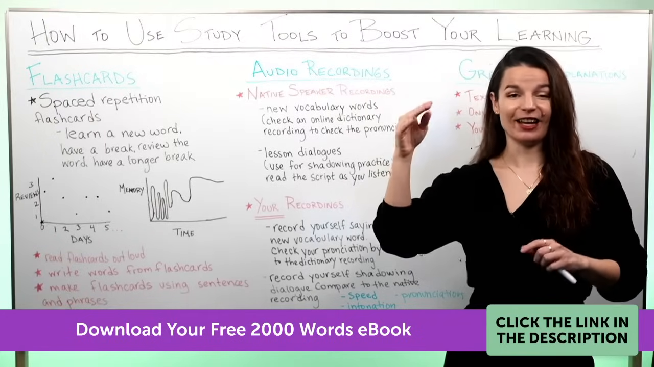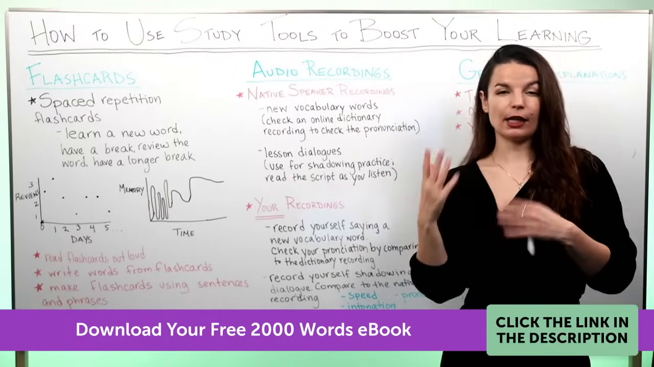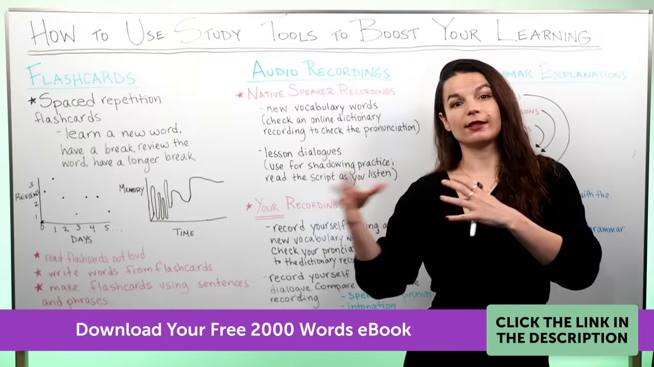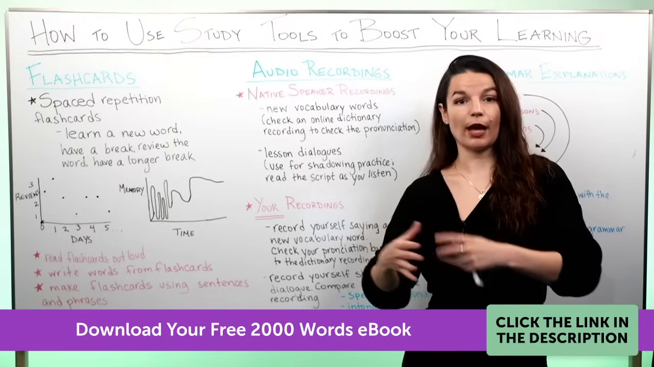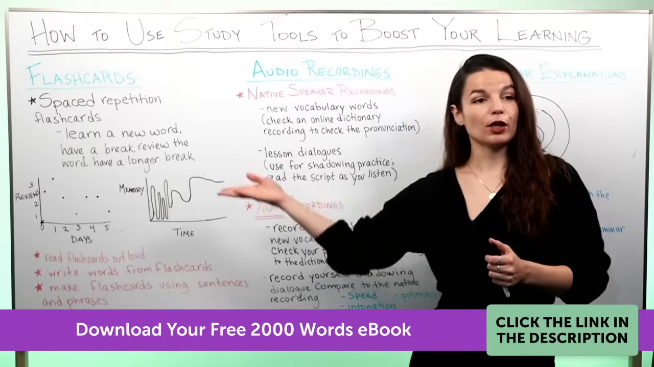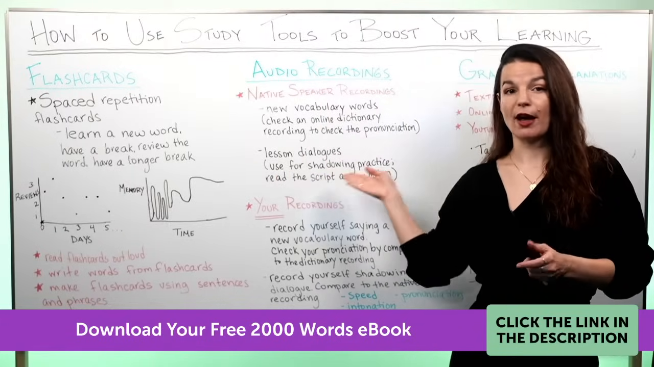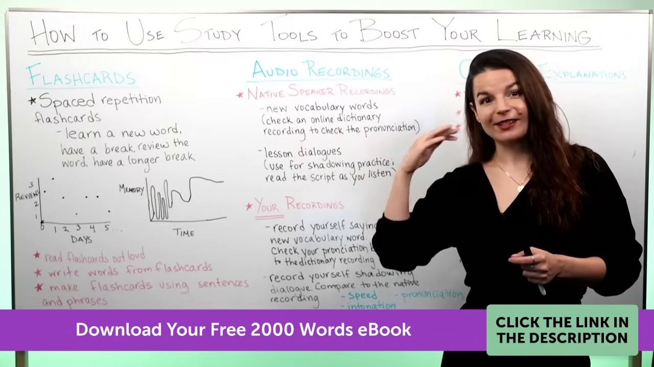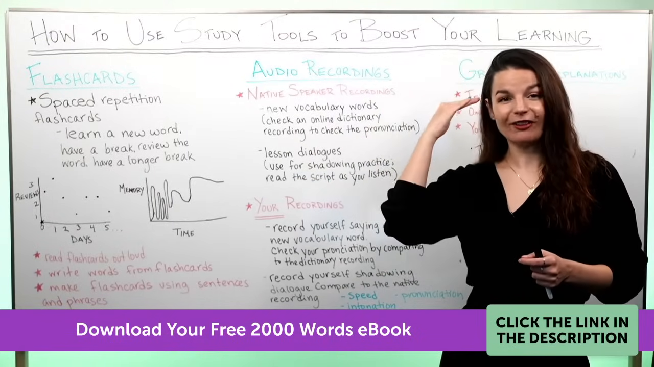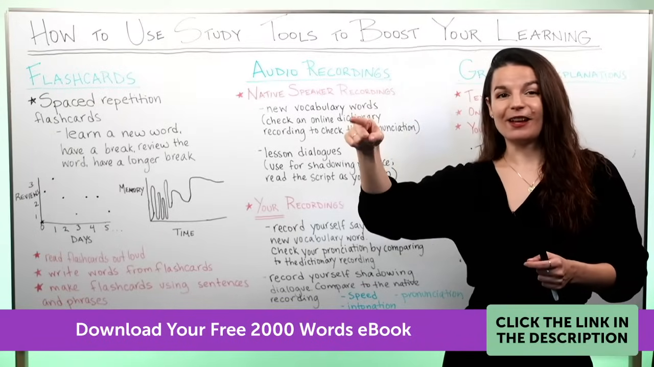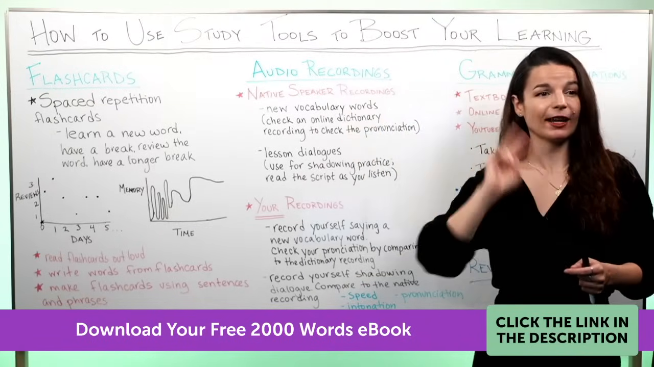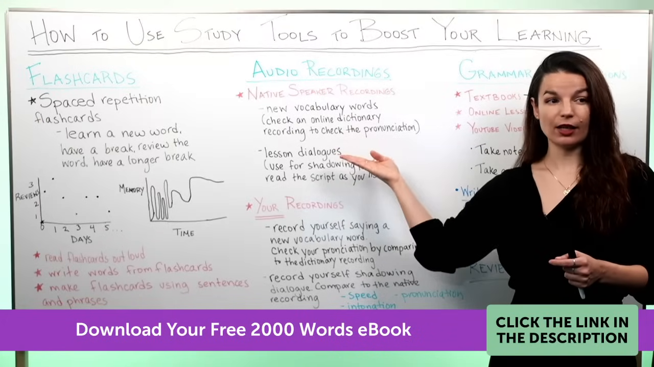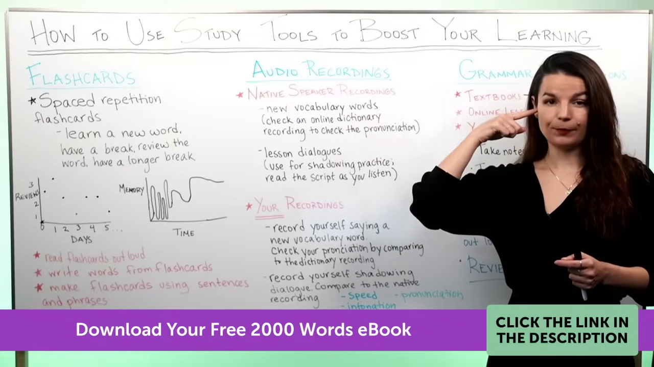Immediately after, yeah? So the idea is you're trying to get used to the ways that native speakers would say the sentences and say the different vocabulary words, yeah? So you can use these lesson dialogues for shadowing practice, which gives you speaking practice, yeah? And it's listening practice. You have to listen very carefully and try to say the same thing, okay? Second then, you can read the script of the lesson dialogue as you listen, okay?